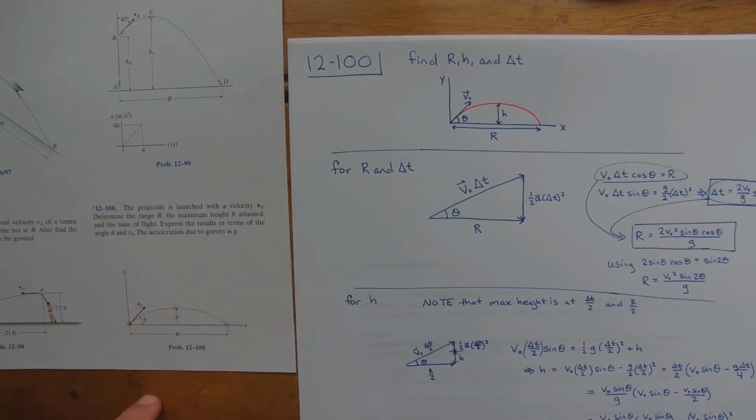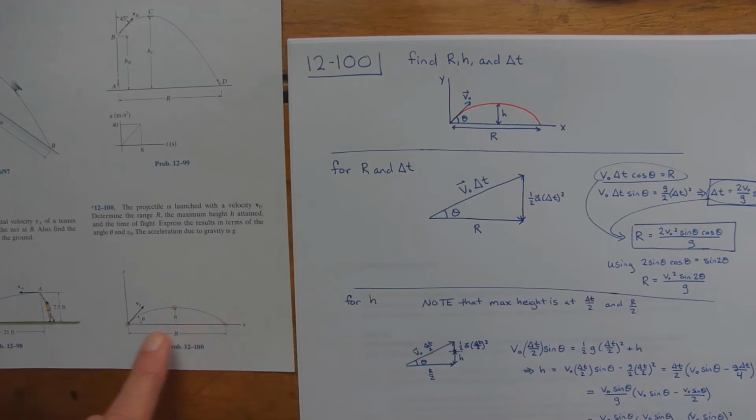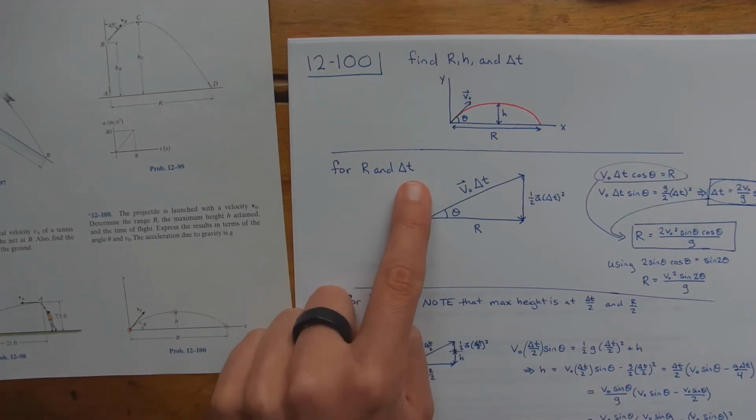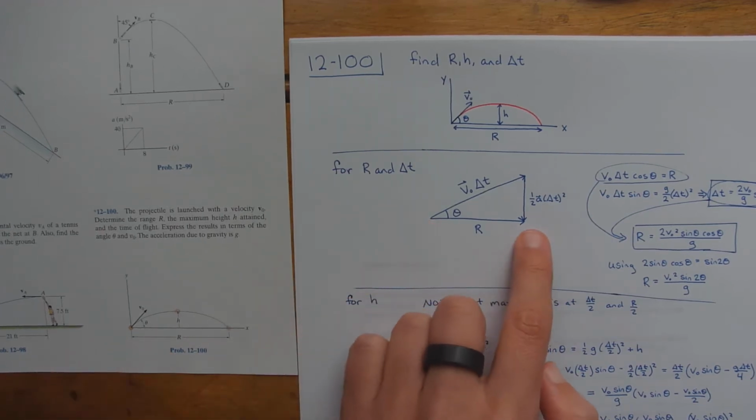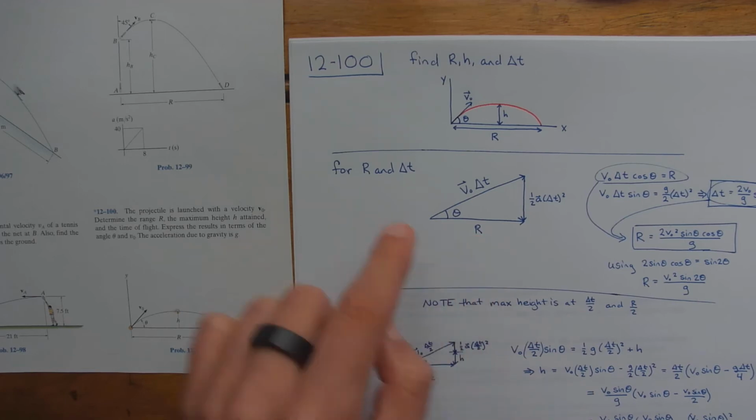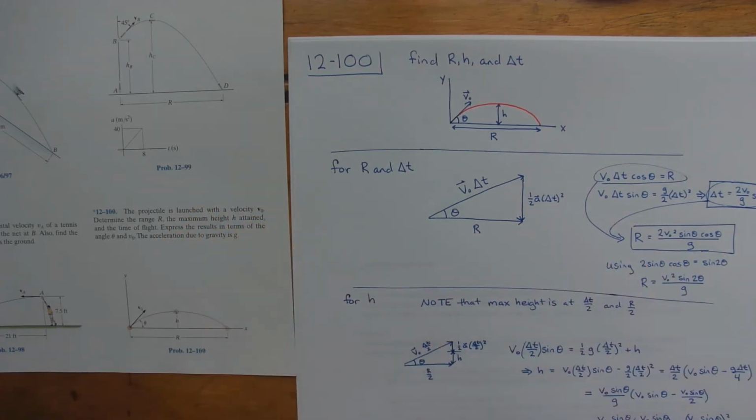So the important thing in this problem is that the height at which the projectile lands is the same as the height from which it is launched. So we're going to start out looking for the range and delta t, which is the time of flight. So we are starting and ending at the same height. This distance from here to here is the range that we are looking for.